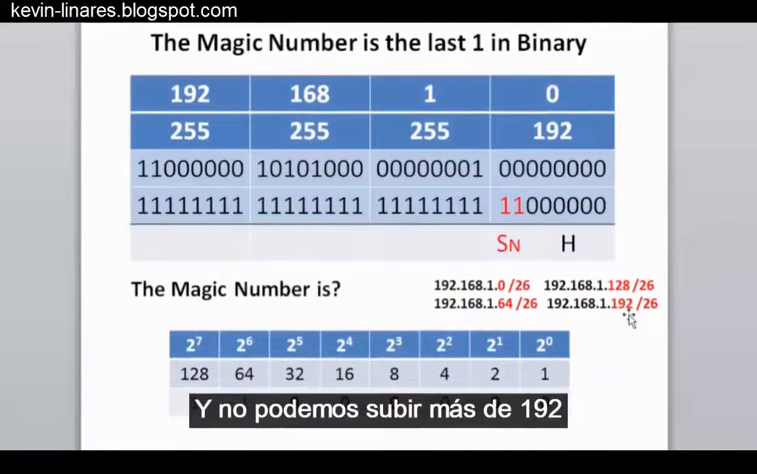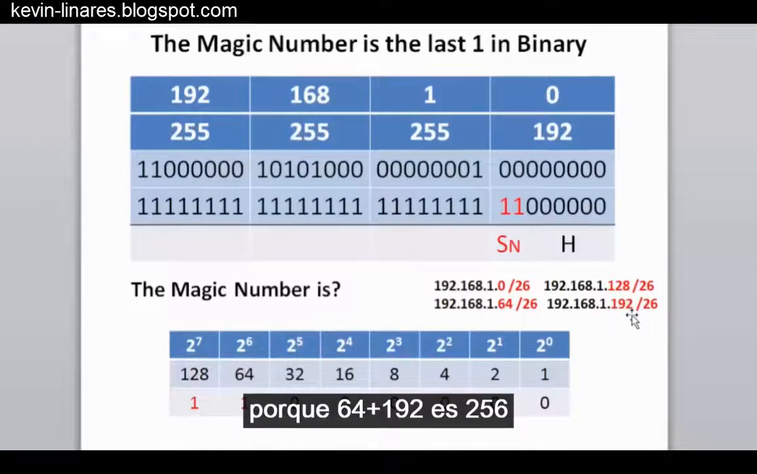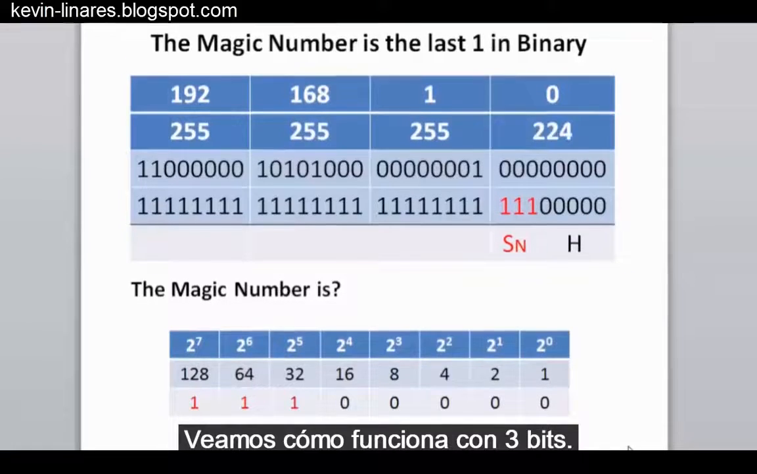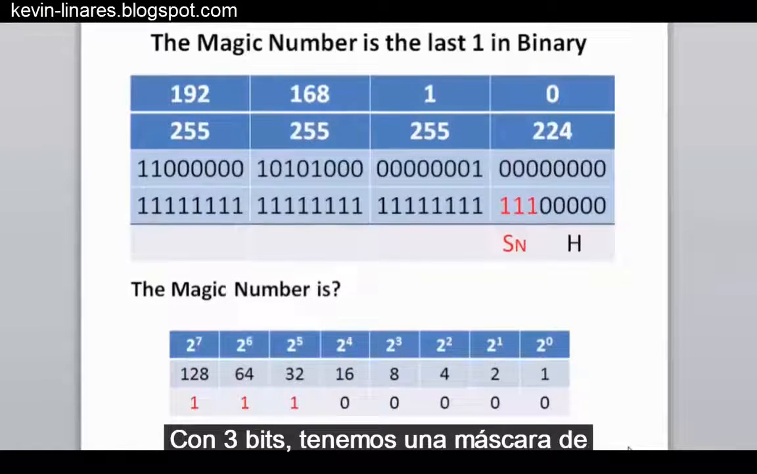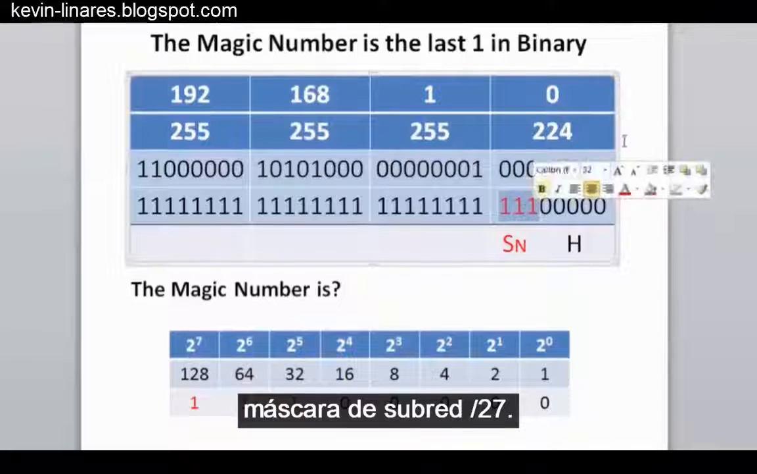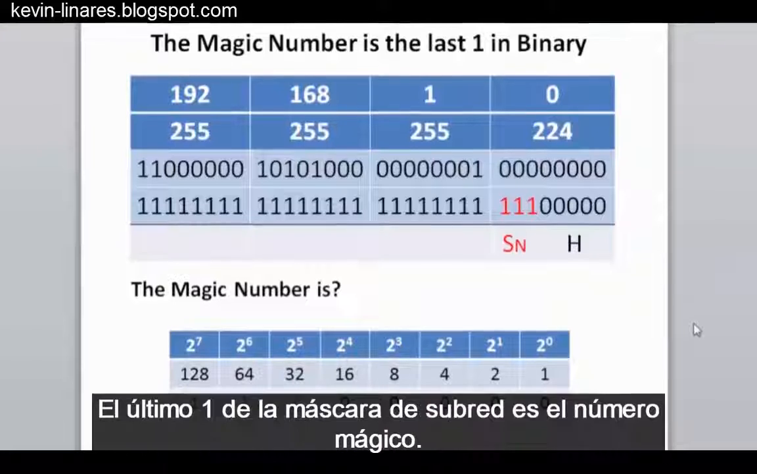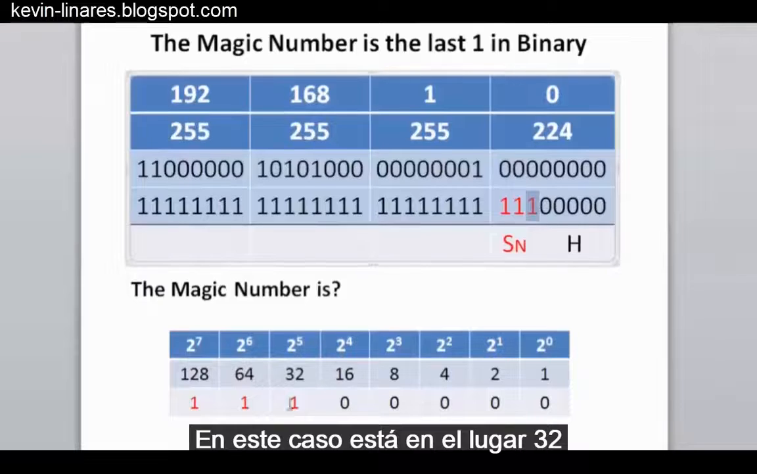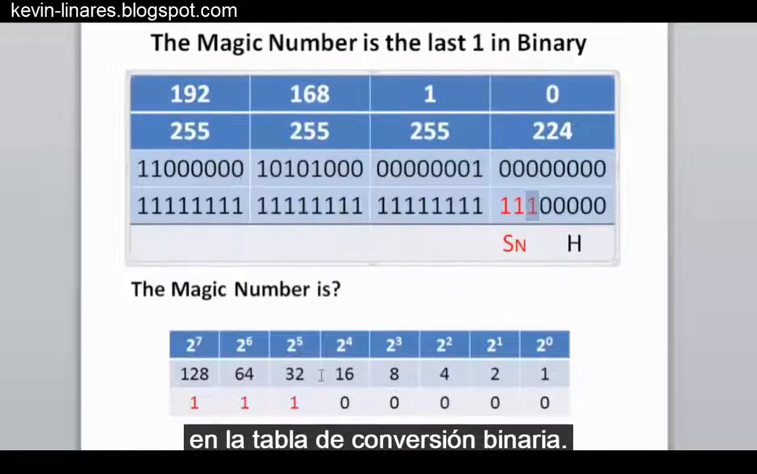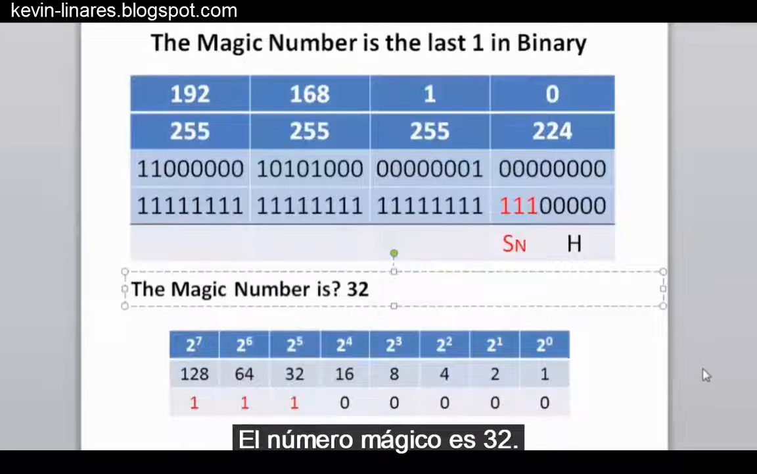Also, we can go no higher than 192 because 64 plus 192 is 256, and that's too large a number. Let's see how it works with 3 bits. With 3 bits, we now have a /27 subnet mask, in decimal 255.255.255.224. The last one in the subnet mask is our magic number. In this case, it's in the 32's place in the binary conversion table. So the magic number is 32.